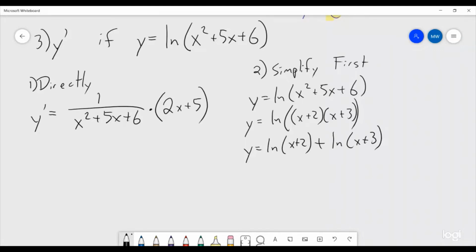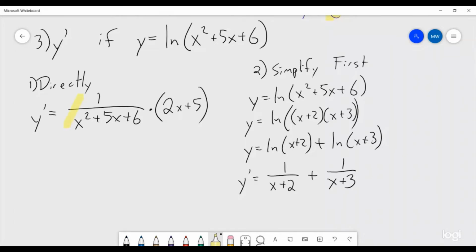And then we can take the derivative of this. Well, derivative of natural log of x plus 2, well, that's going to be a 1 over x plus 2 times the derivative of x plus 2, which is 1. And we have plus 1 over x plus 3, because that's the derivative of natural log of x plus 3.